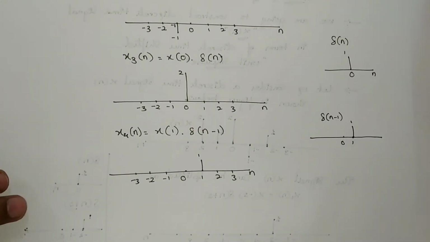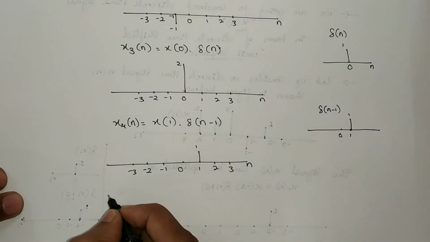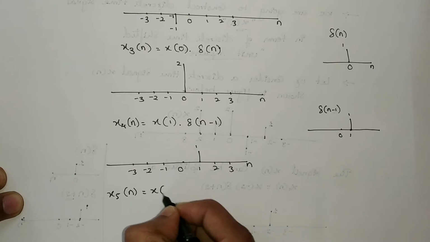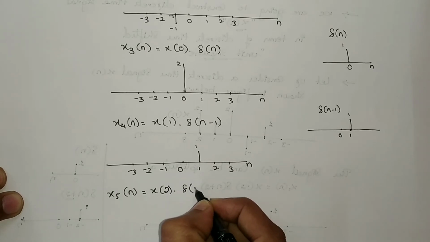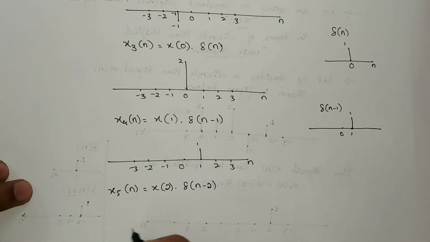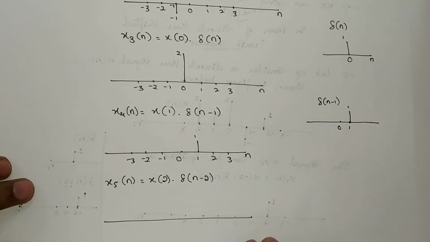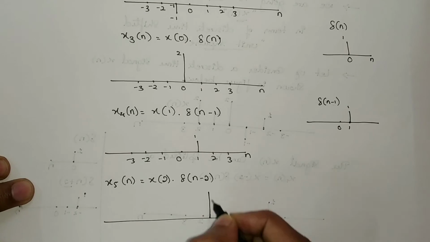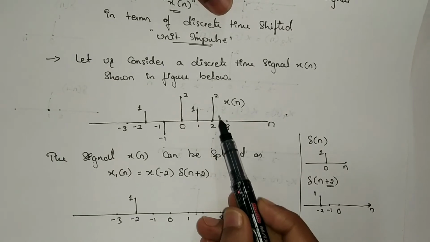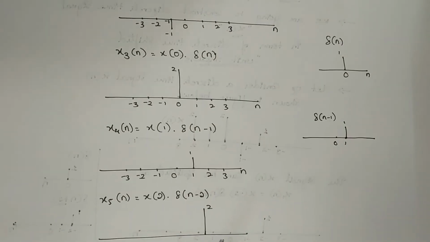Similarly, the last signal x5 of n is equal to x of 2 into delta of n minus 2. We will get the signal at 2, where the amplitude is 2, which we got from the previous signal x of n. At 2 the amplitude is 2.